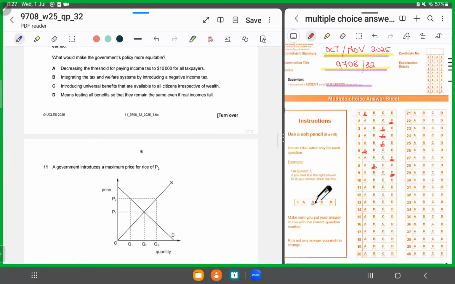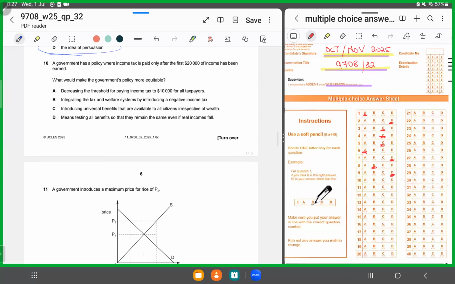Moving forward, MCQ number 10. MCQ number 10 says a government has a policy where income tax is paid only after the first $20,000 of income has been earned. Now, what would make the government's policy more equitable? So, if you want a more equitable form of taxation, out of these four options, which displays a more equitable option?